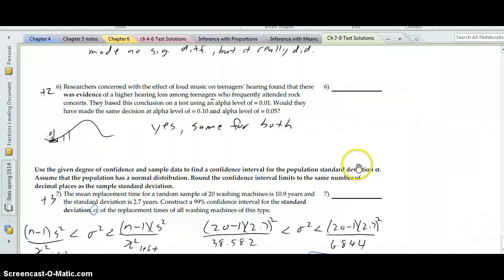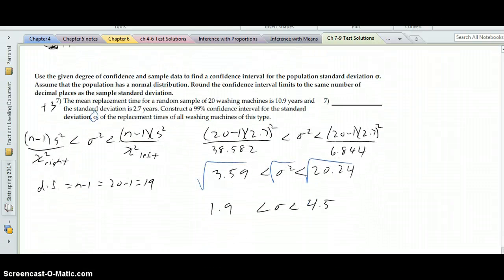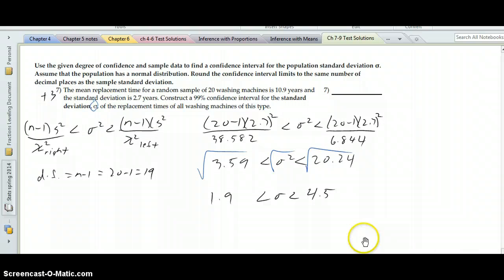Number 6, the researchers wondered if going to rock concerts hurts hearing, and they said yes, there was significant evidence of hearing loss, which means they rejected the null. And they rejected this at the 0.01 level, so that'd be way out here in this tail. So the question is, would they make the same decision at 0.05 and 0.1? The answer would be yeah. If the p-value is less than 0.01, it's obviously also less than 0.05 and also less than 0.1. And the last question here is a new one, which was the confidence interval for variation or standard deviation.